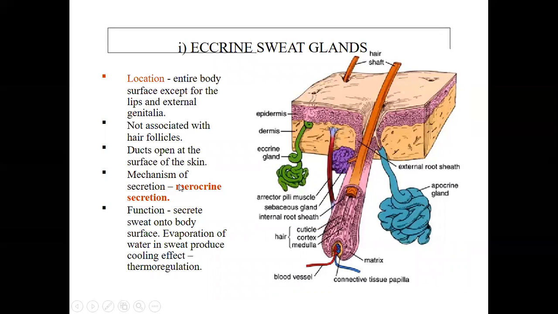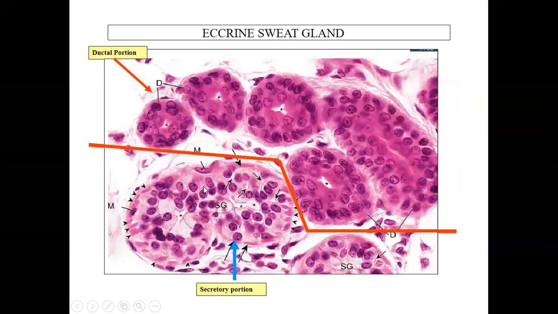The mechanism of secretion is merocrine secretion. The function of the secretion is that whenever it secretes sweat onto the body surface, the evaporation of water in sweat will produce a cooling effect for thermoregulation. You can see here, this is the ductal portion, smaller in diameter, darker in color. This is the secretory portion, lighter in color and larger in diameter. This is the eccrine sweat gland.